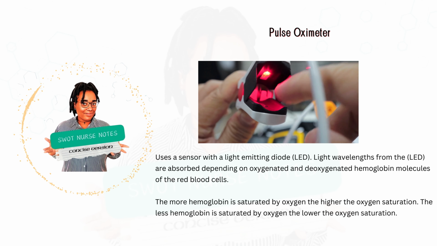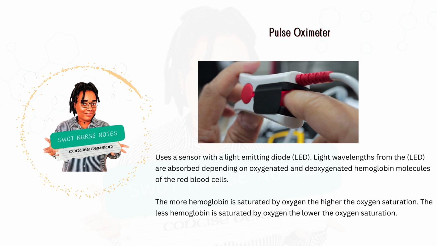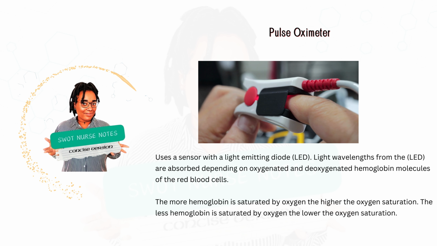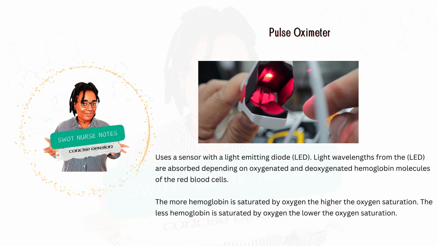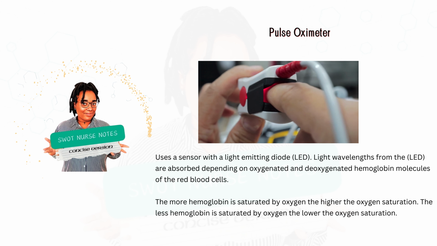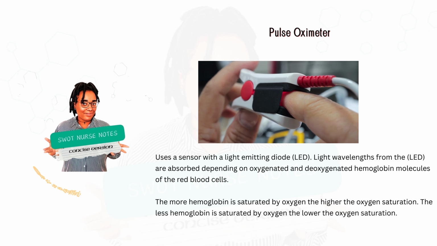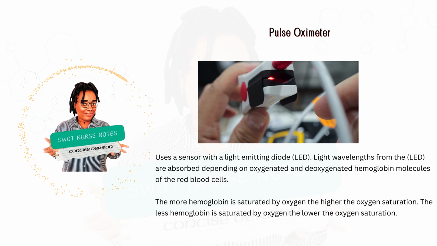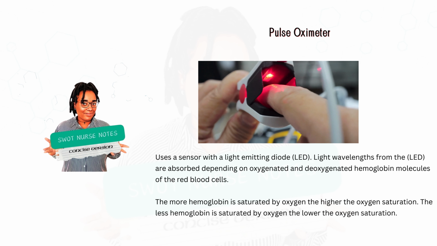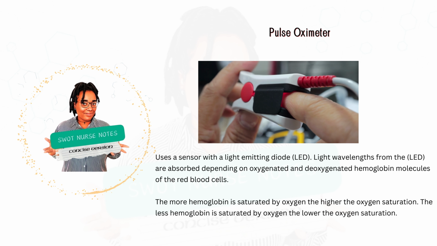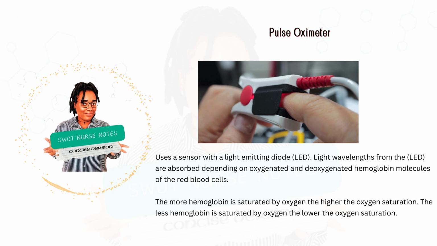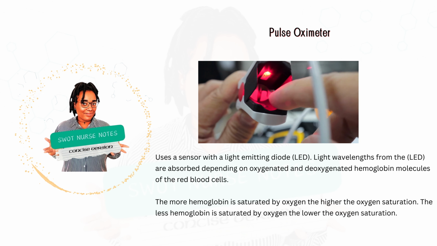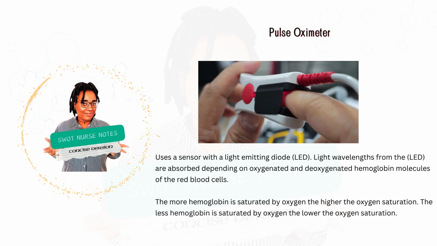We should already know that a pulse oximeter is used to measure the oxygen saturation of the blood. Do you know how it works? Well, it uses a sensor with a light-emitting diode, LED. Light wavelengths from the LED are absorbed depending on oxygenated and deoxygenated hemoglobin molecules of the red blood cells. The more hemoglobin is saturated by oxygen, the higher the oxygen saturation. The less hemoglobin is saturated by oxygen, the lower the oxygen saturation.